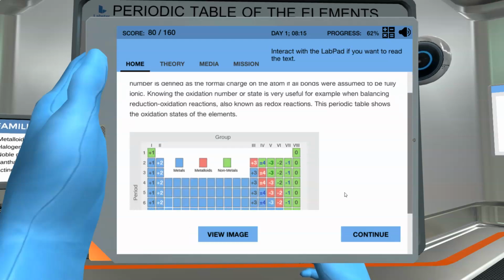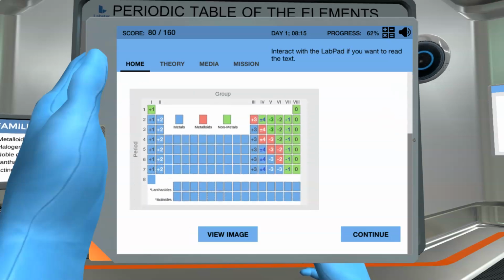Besides finding the number of valence electrons of a specific element by looking at the periodic table, one can also find helpful information about the oxidation state. This number is defined as the formal charge on the atom if all bonds were assumed to be fully ionic. Knowing the oxidation number or state is very useful, for example, when balancing reduction-oxidation reactions, also known as redox reactions. This periodic table shows the oxidation states of the elements.